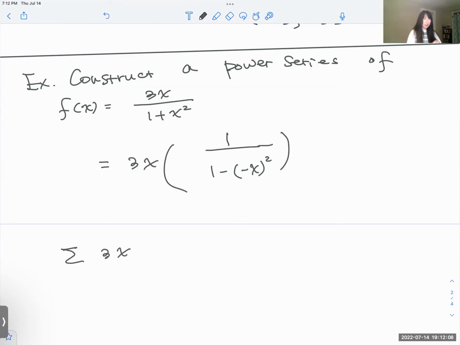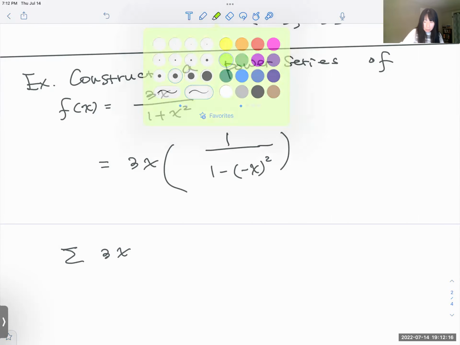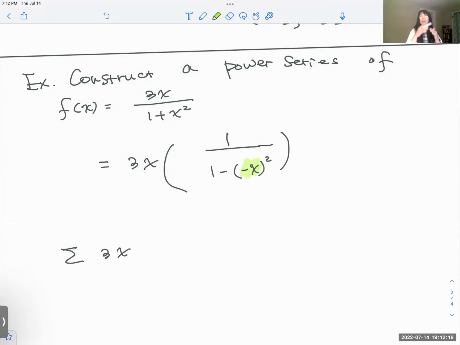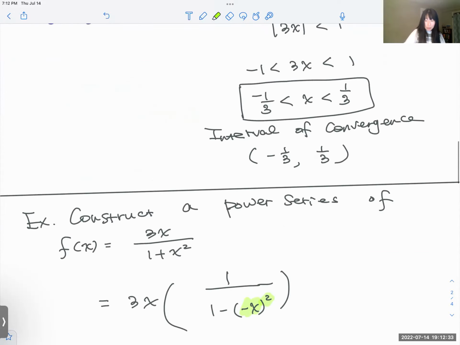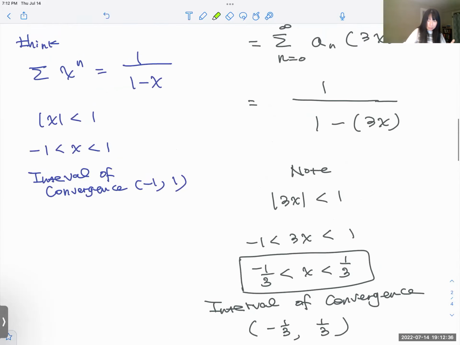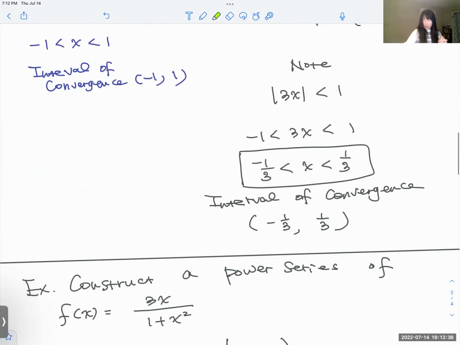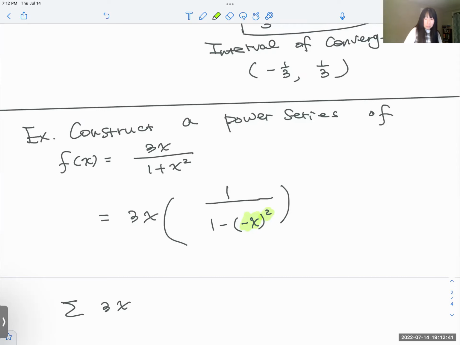3x, then negative x squared. So this whole thing will be x to the n power, right? But then we have a square. Oh yeah, we have a square there. That's correct, right? So let me see, whole thing then, yeah? Because normally we have just x itself. Okay. Then how about this?